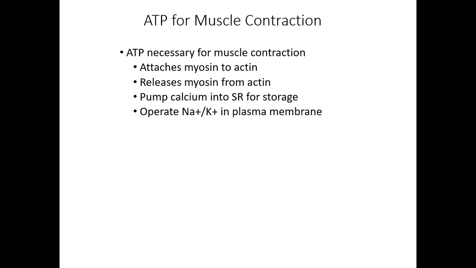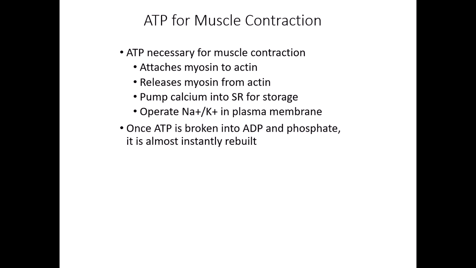Okay, so we know we need ATP, but where does it come from? Very little ATP is actually stored in your cells. Once it is broken down into ADP, adenosine diphosphate, and that single phosphate, it's almost instantly rebuilt. So our cells have very good mechanisms for producing more ATP when the ingredients are present to do that.